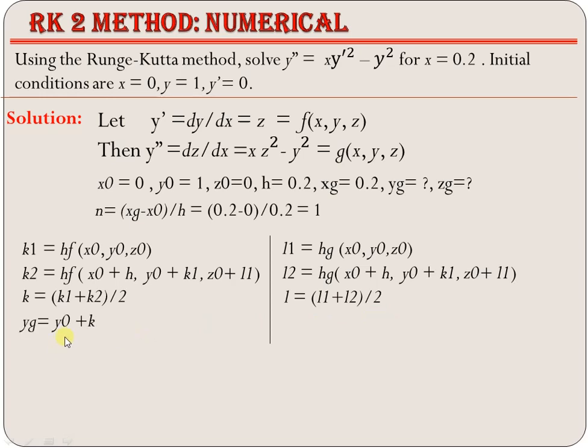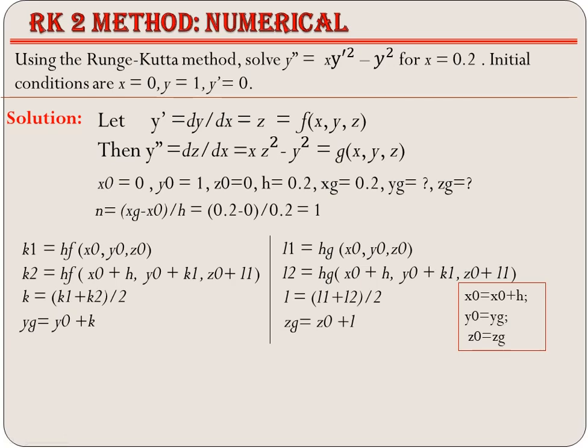For that purpose we use the formula y0 plus k, and zg by using the formula z0 plus l. So when we put the initial condition values in these formulas we get k1, l1, k2, l2, k, l and yg and zg. For this numerical there is only one iteration, but for other numericals a number of iterations may be required, and for that we take the increment of x0 as x0 plus h, then y0 is assigned as yg and z0 as zg. Then the process is repeated for the number of iterations and we get the final values of yg and zg.